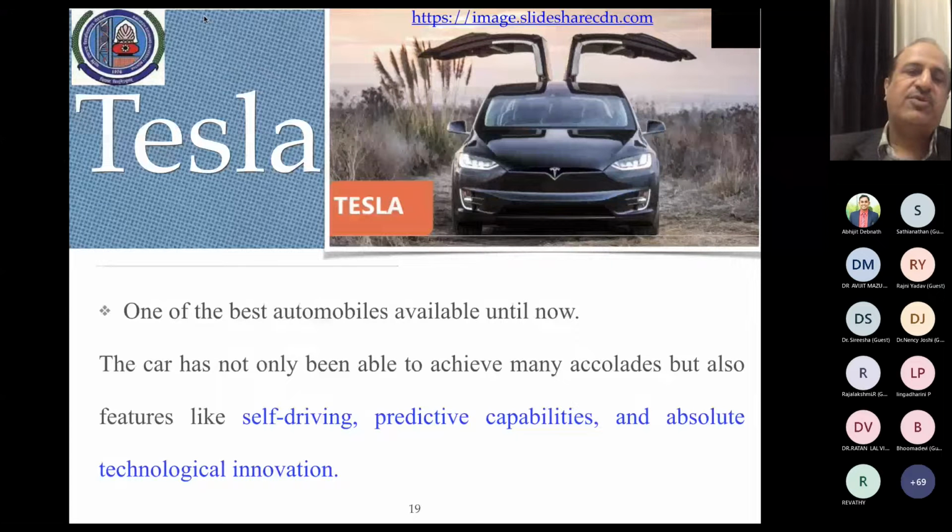The best automobile available to date. This is self-driving, having predictive capabilities and the latest technological innovations that come with Tesla. A few more companies are working towards making AI-powered vehicles.